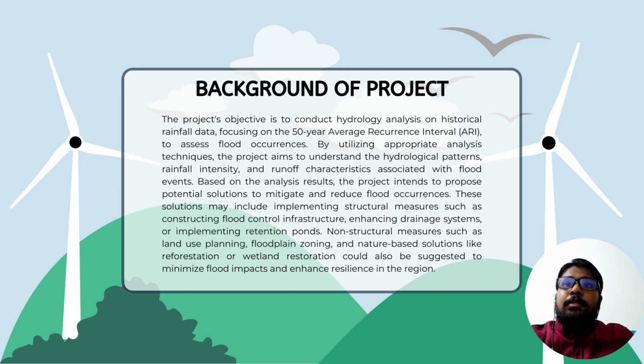These solutions may include implementing structural measures such as constructing flood control infrastructure, enhancing drainage systems, or implementing retention ponds. Non-structural measures such as land use planning, flood plain zoning, and nature-based solutions like reforestation or wetland restoration could be suggested to minimize flood impact and enhance resilience in the region.